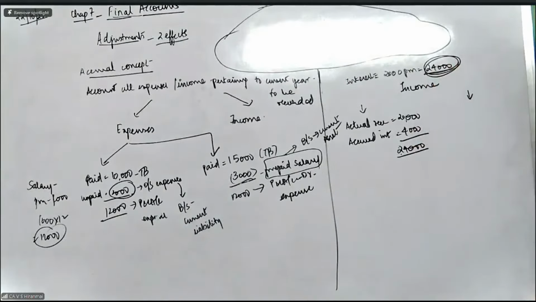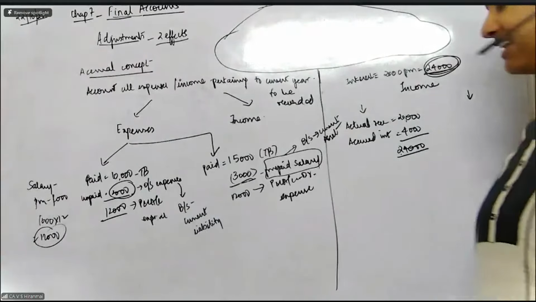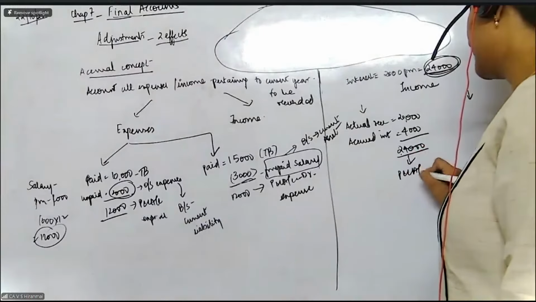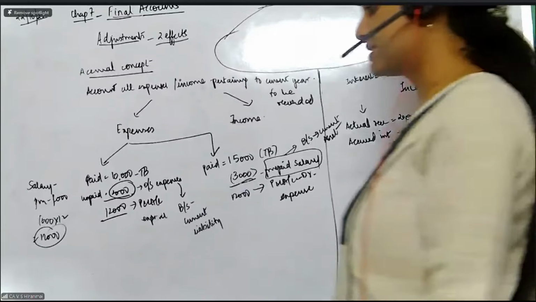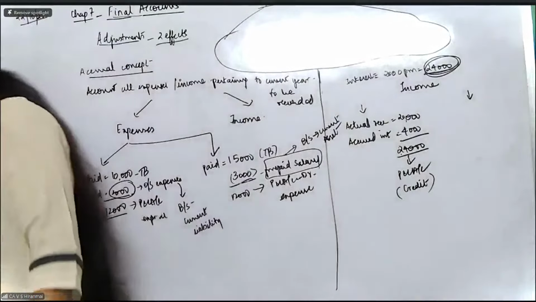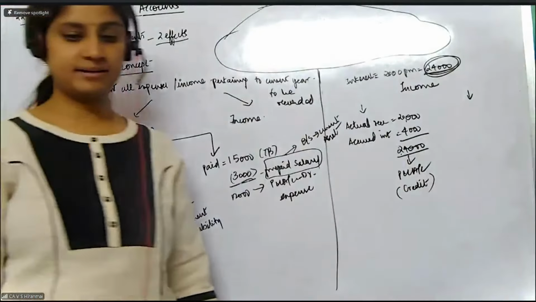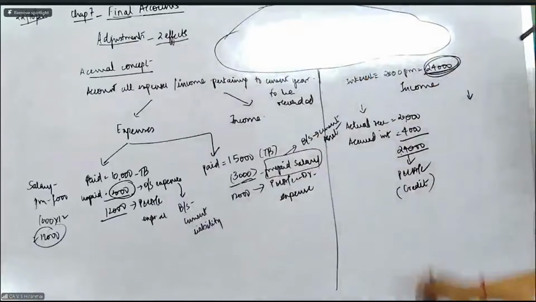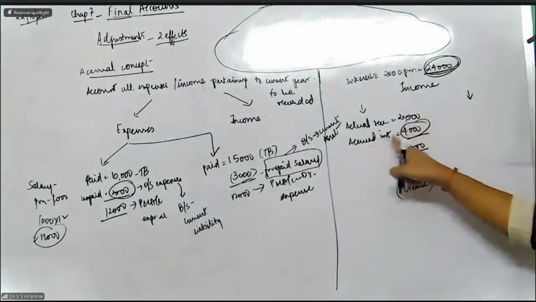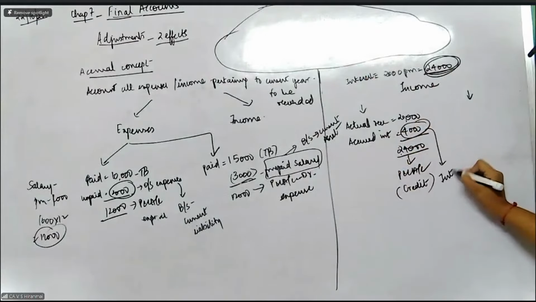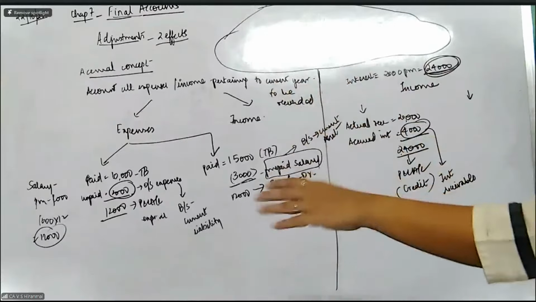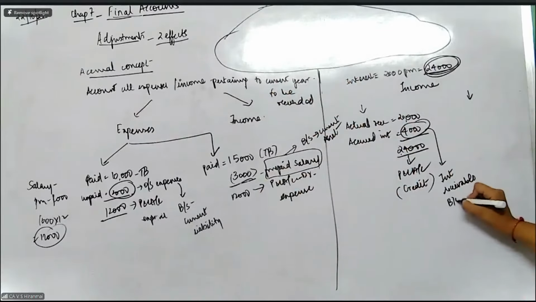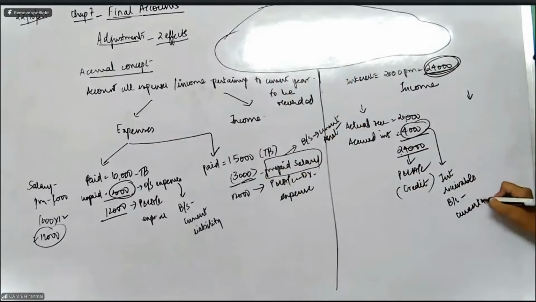So this 24,000, I will take it and put it where? In my P&L account, because this is my income. So I will be putting it on the credit side. And the accrued interest, where will it go? You can call it interest receivable, or any other name, but the meaning is that you have to receive the interest you have not yet received. It will go and sit in the balance sheet under the current assets.